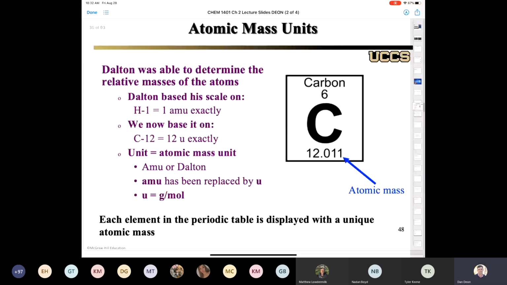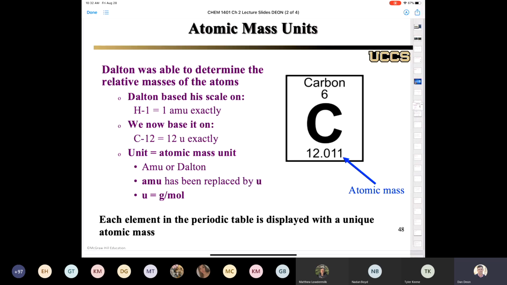So a little bit of history here. Dalton was able to determine the relative masses of atoms, and he based his whole scale off of what he called the atomic mass unit, and he used hydrogen for it. Now that's just historical. You don't need to worry about the history there. But now we don't base it on hydrogen 1. We base it off of carbon 12.